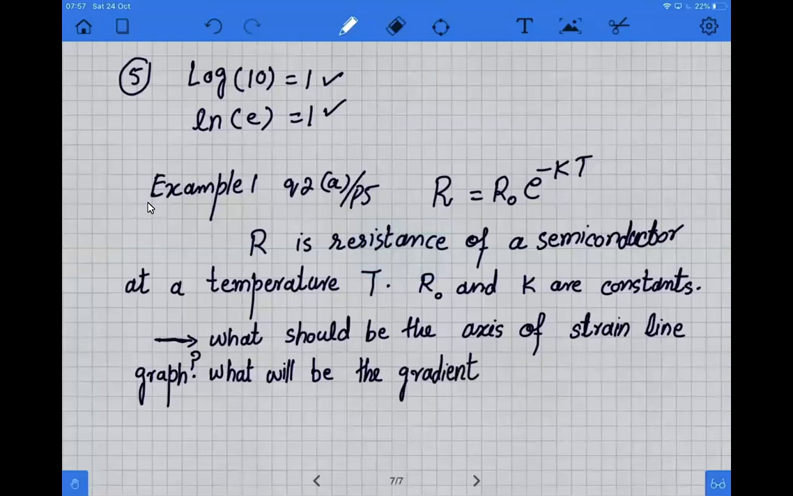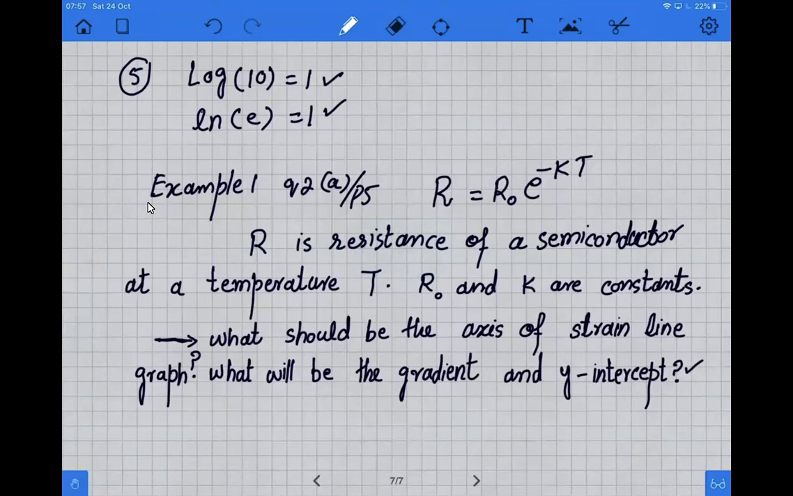What will be the gradient and y-intercept? What should be the axis for the straight line graph? And what will be the gradient and y-intercept?